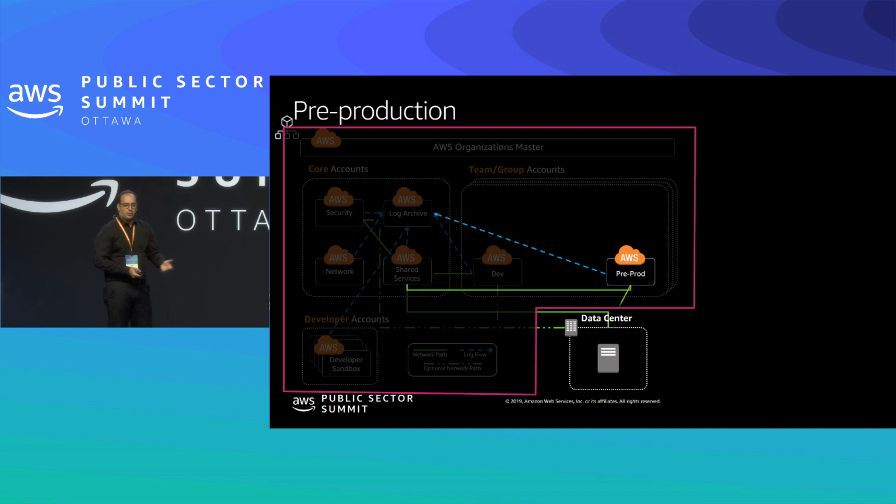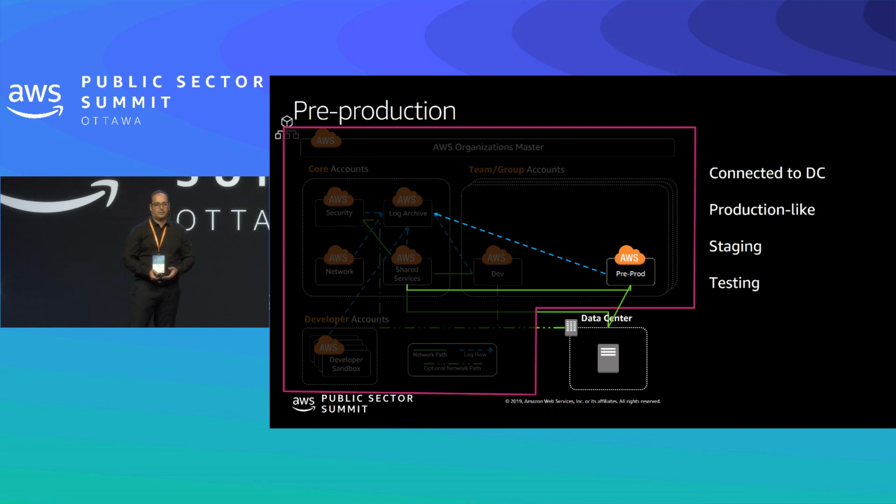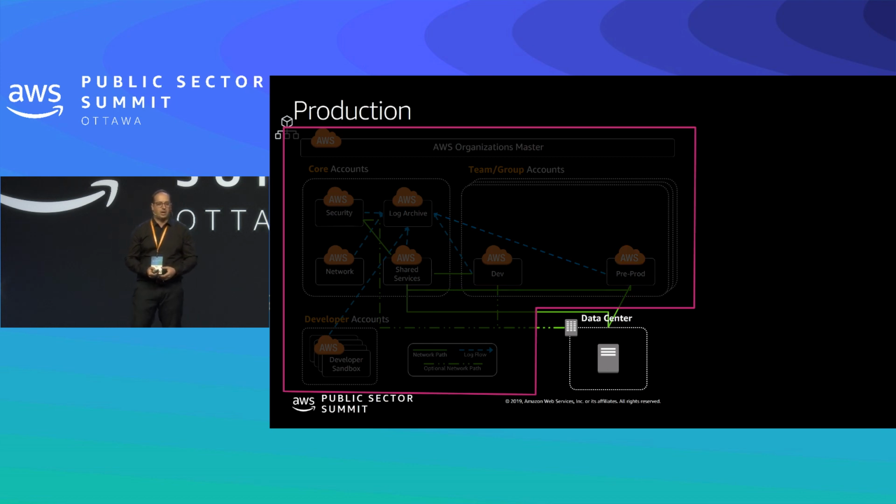Connectivity established. Again, we will need that Active Directory services, and in this case, we want to connect to the on-prem data center, production-like, staging environment, testing users, maybe they're on-premise, they need access, hence the connection. And we want to use automated deployments, so that's kind of the story building on DevOps.